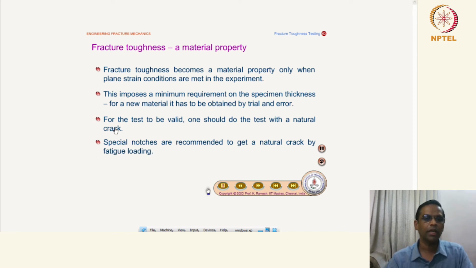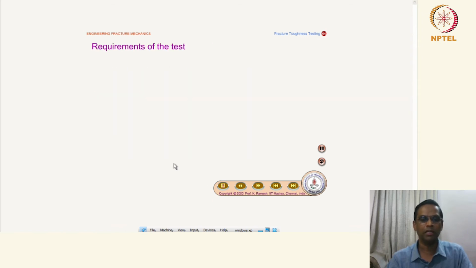For the test to be valid, one should do the test with a natural crack. That means you cannot make a notch or a wire cut and so on. It has to be grown typically by fatigue loading. And special notches are recommended to get the natural crack by fatigue loading. There are notch designs, which we will discuss, on how it is done in the typical test.